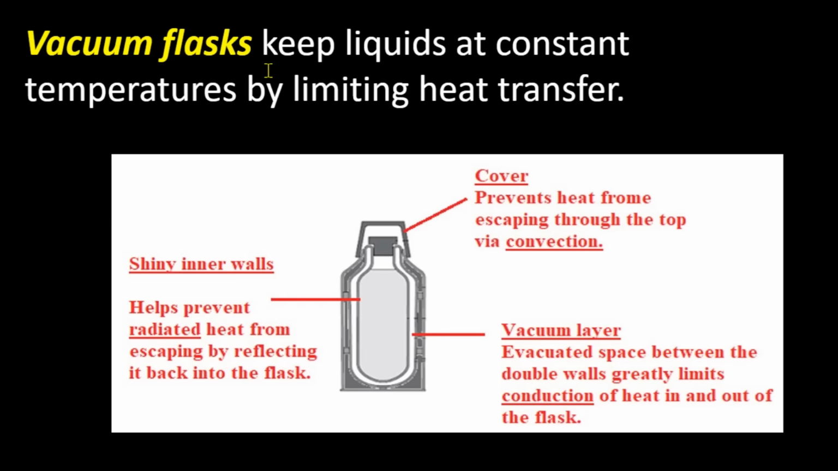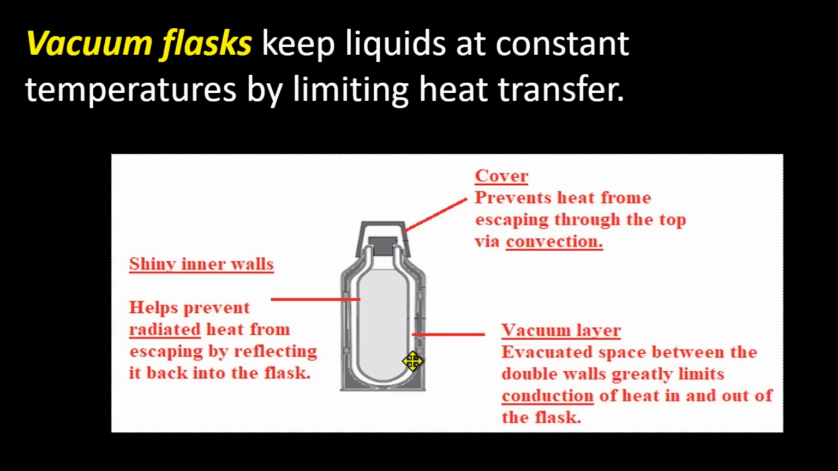Vacuum flasks keep liquids at constant temperatures by limiting heat transfer. So vacuum flasks would have a cover, and this would prevent heat from escaping through the top via convection. It would have an evacuated space, basically an area with no air, between where the fluid is supposed to be and the casing, and this means that it would limit conduction, because conduction requires a medium. Then there will be shiny inner walls to limit how much radiated heat can enter or escape from the flask. This would reflect any radiated heat away.